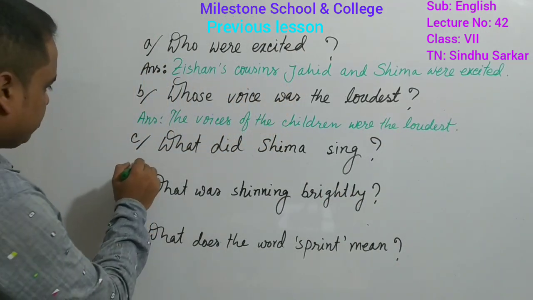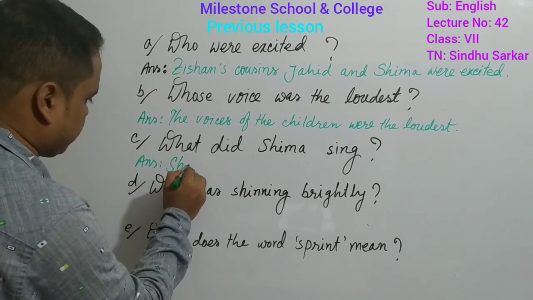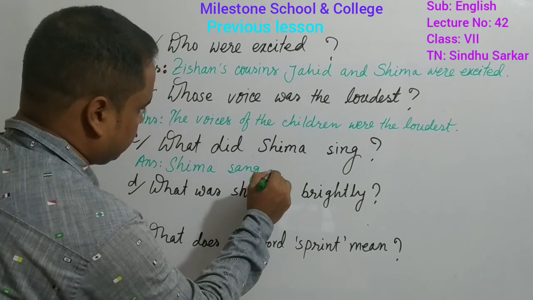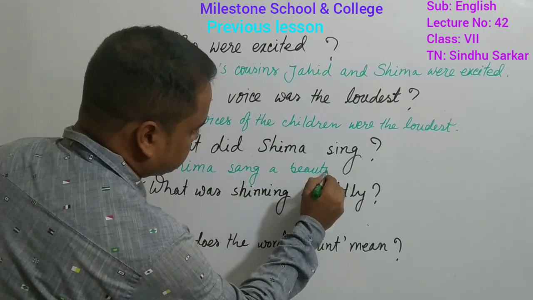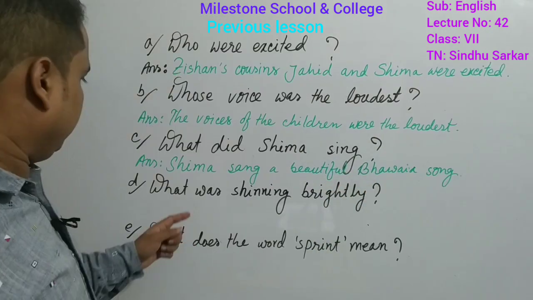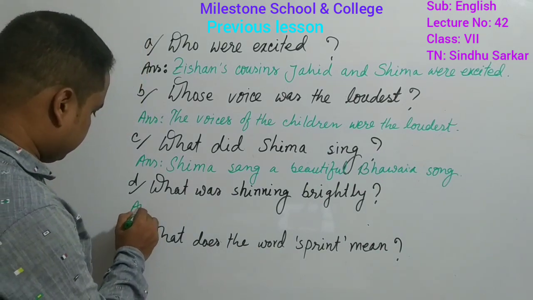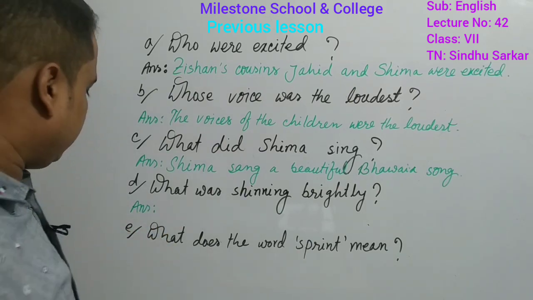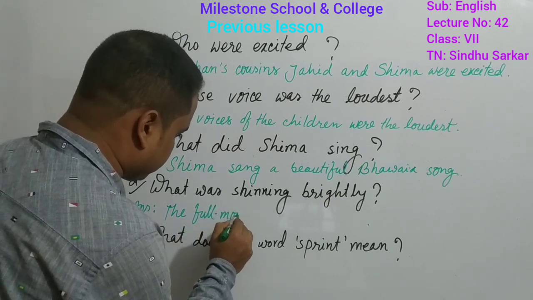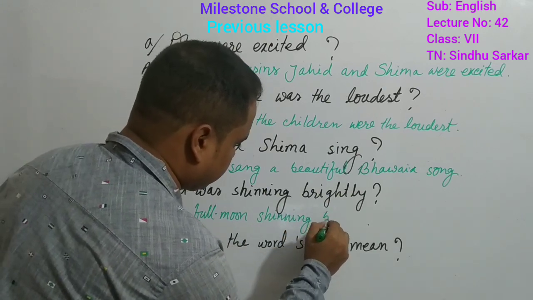Then the answer of the third question, what did Shima sing? Shima sang a beautiful Bhavaya song. Then, what was shining brightly? It will be the full moon shining brightly.